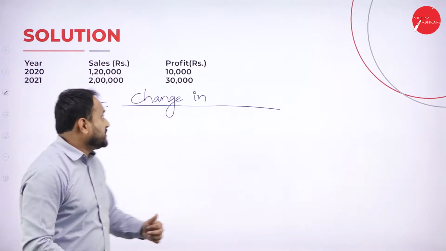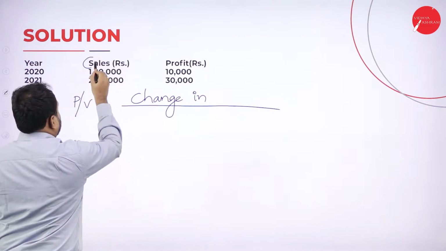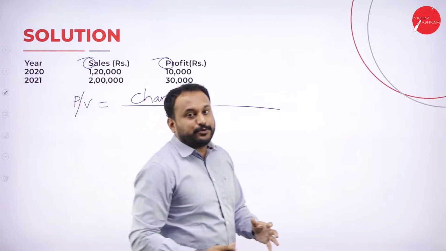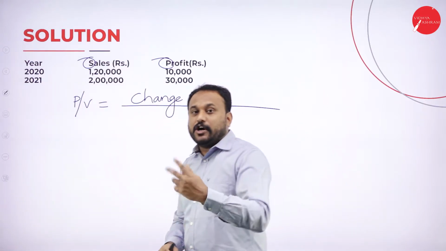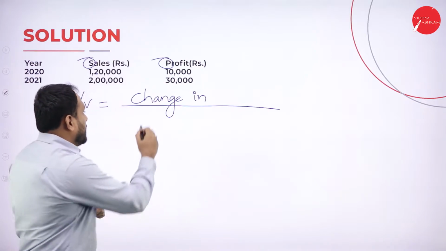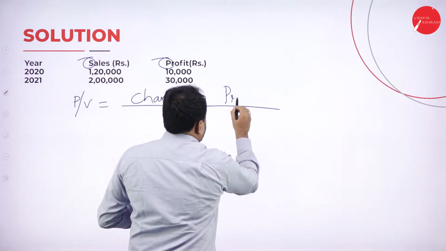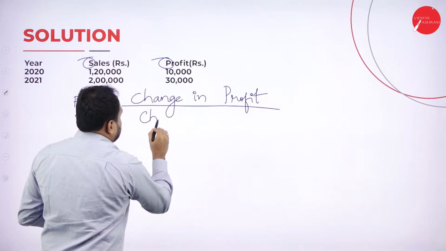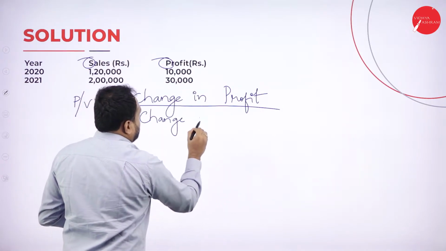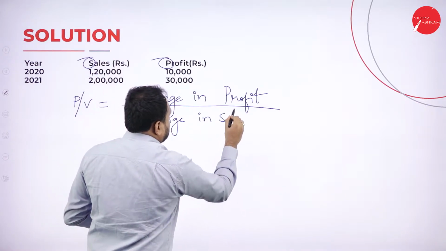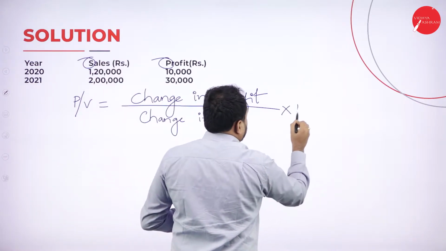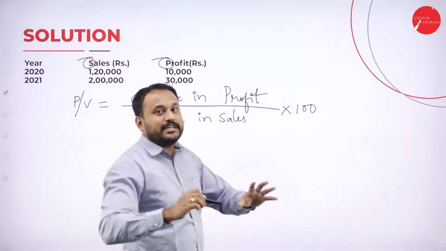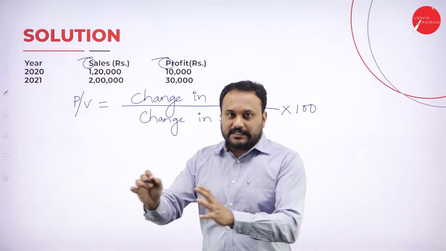Now understand how to remember. We have S and P. According to the English alphabet, which comes first, P or S? It is P. P in the sense profit. Change in profit divided by change in sales into 100. So this is our formula of PV when 2-year sales and 2-year profit are given.